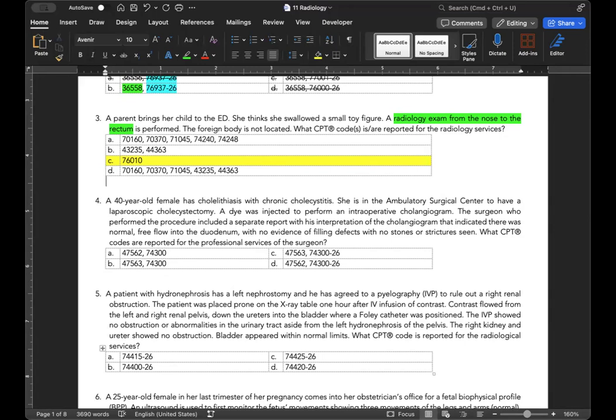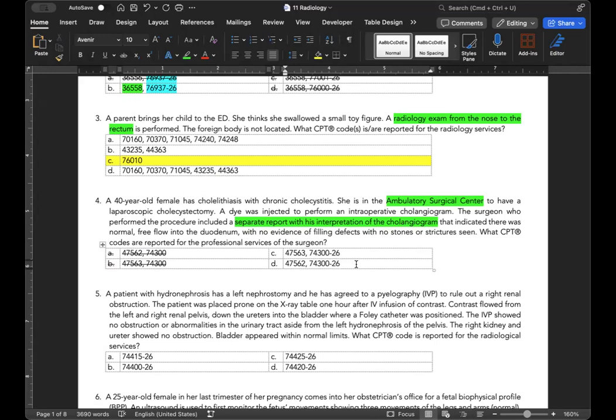Now, if the code description said radiological supervision and interpretation only, then you would not have to report your 26. But because in this scenario, they are in an ambulatory surgical center and he's doing a separate report for his interpretation of the cholangiogram, then we should report the 26 modifier. That makes sense now? So again, your setting is playing a big part in it.